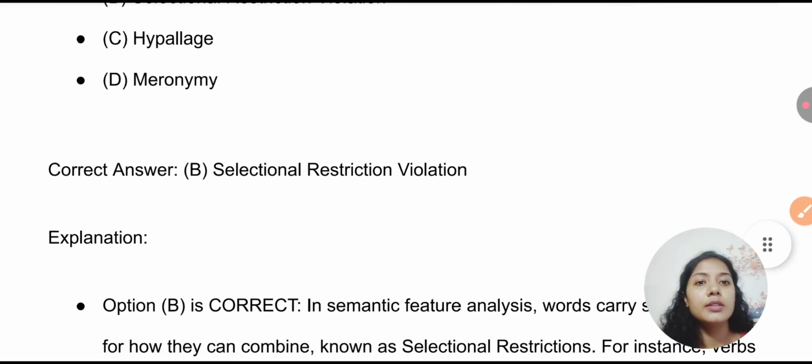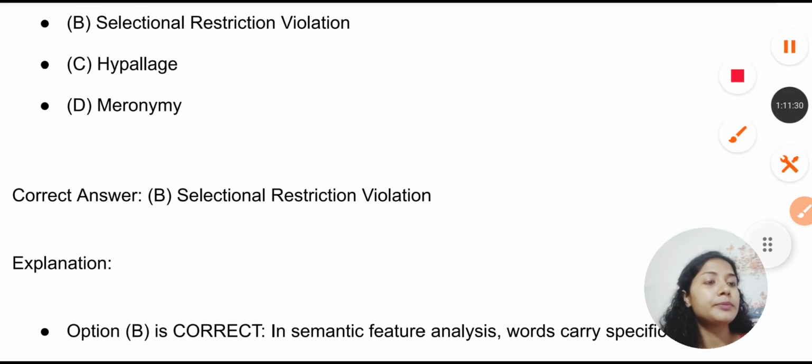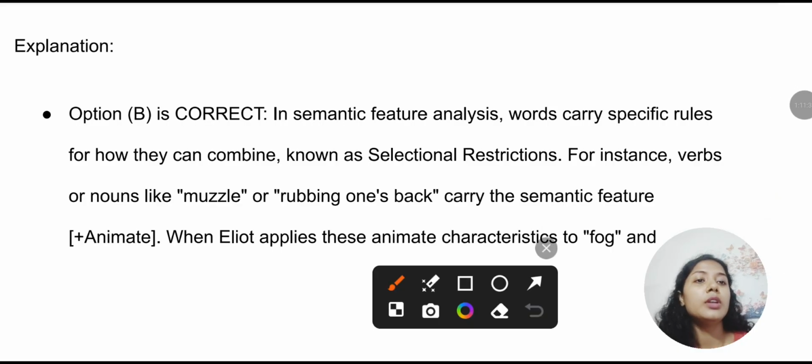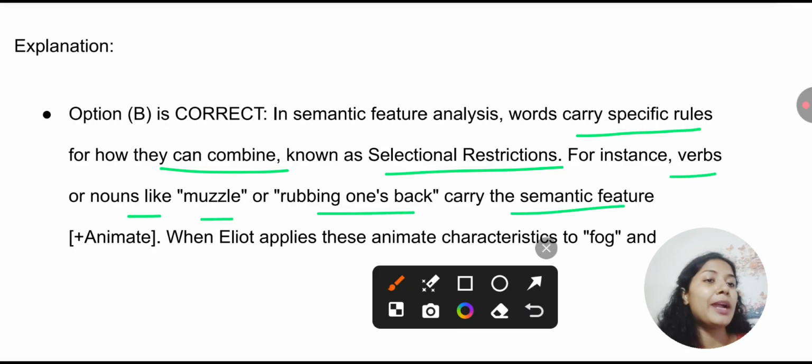Correct answer is option B. It is a selectional restriction violation. Okay. So in semantic feature analysis, what carries specific rules? We all know for how they can combine, known as selectional restrictions. For instance, you must understand that verbs or nouns like muzzle or rubbing one's back carry the semantic feature.